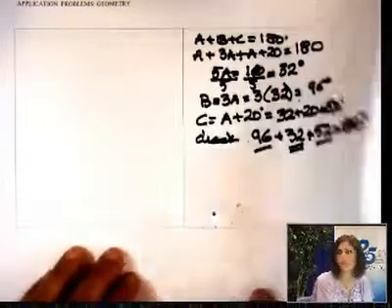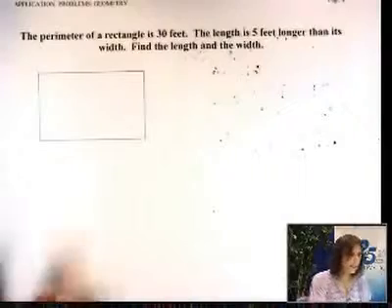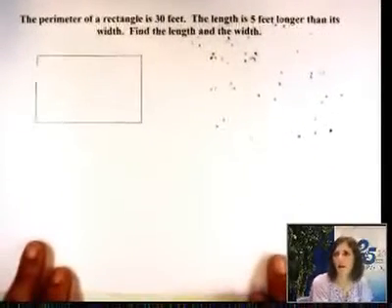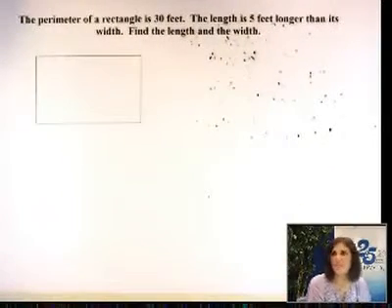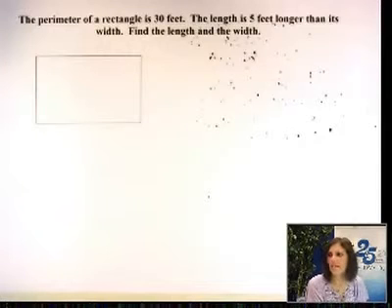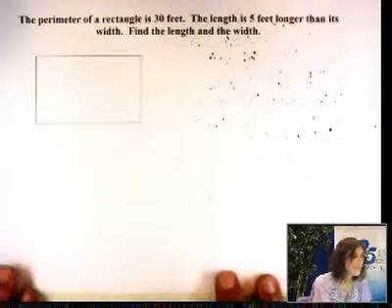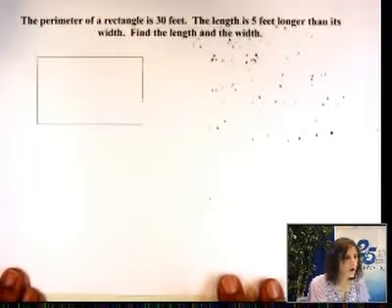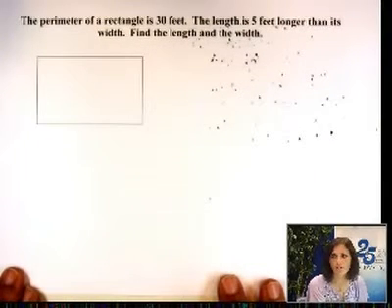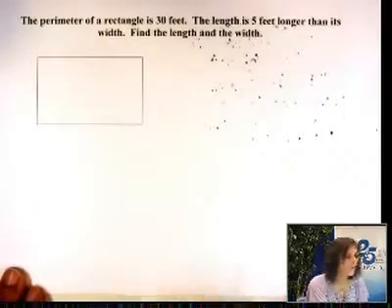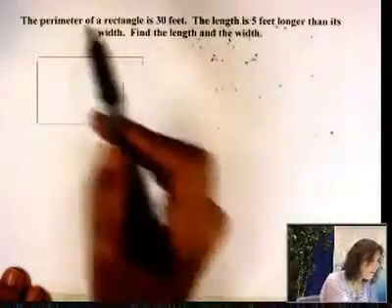Now, here's another problem. The perimeter of a rectangle is 30 feet. The length is 5 feet longer than its width. Find the length and the width. I automatically go and draw a rectangle. And I automatically go and label it.